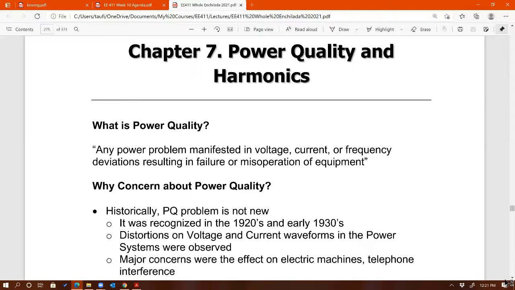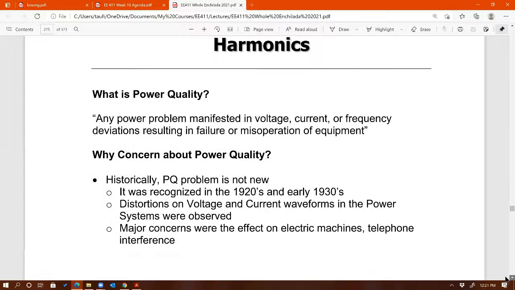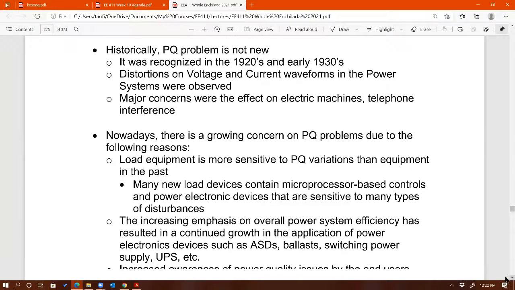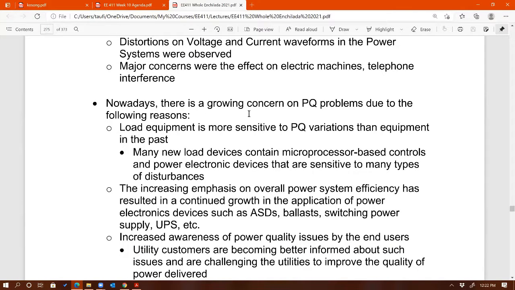Why be concerned about power quality? Historically, power quality problems are not new. They were recognized in the 1920s and early 1930s. A distortion in voltage and current waveforms in the power systems was observed back then. And the major concerns were the effect on electric machines, and telephone interference due to this distortion in voltage and current waveforms. So it affects through coupling, right? Capacitive coupling, inductive coupling, in terms of noise, interfering with communication lines. Nowadays, there is a growing concern about PQ problems, and PQ stands for power quality.